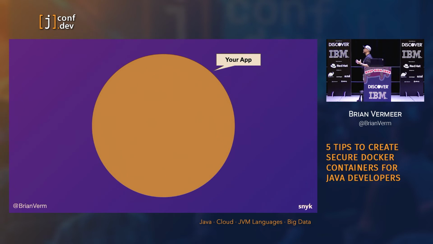Say this is your application. This is the binary that in this case is part of your Docker image. How much of that binary is your code? What do you think?